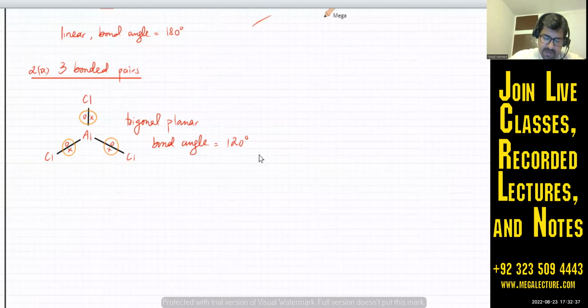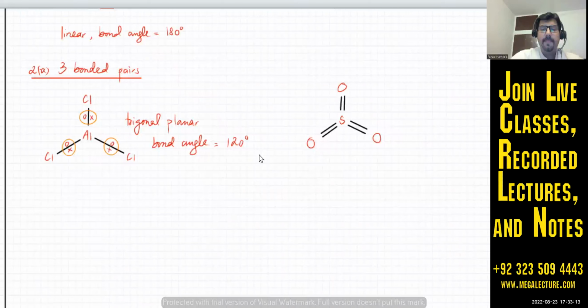I'll give you examples of other molecules which are trigonal planar that have double bonds. For example, sulfur trioxide. It will have double bonds. It's going to form a double bond with oxygen. It's also going to form a double bond with another oxygen, and it will form a double bond with another oxygen. So it's going to be fan shaped. That's oxygen, there's another oxygen, and there's another oxygen. That's also trigonal planar.